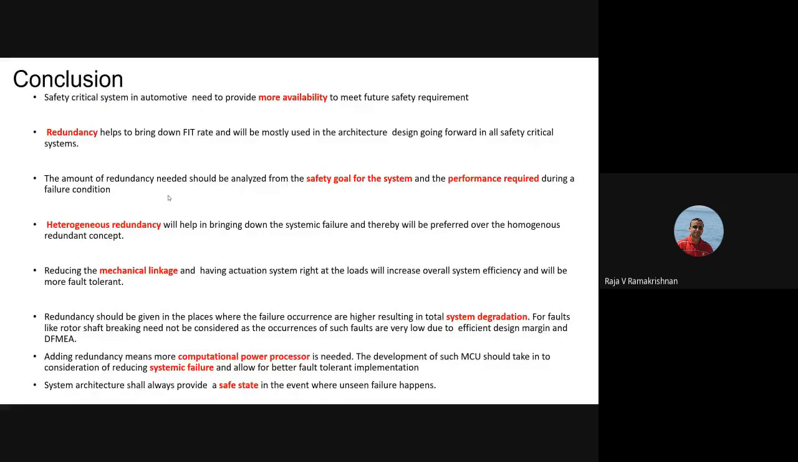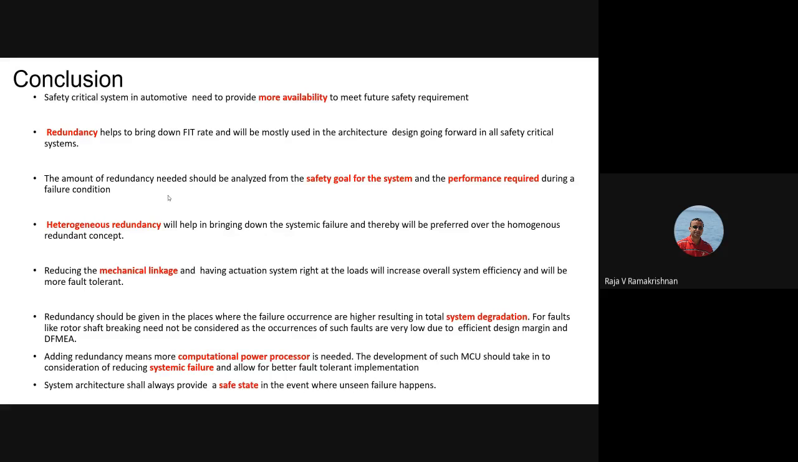The conclusion of my presentation is that safety critical systems in automotive need to provide more availability for future safety needs. Redundancy helps to bring down the FIT rate. These are the key points I kept on talking about. The amount of redundancy is analyzed by the safety goal for the system and the performance required during a failure condition. That's a key point here.